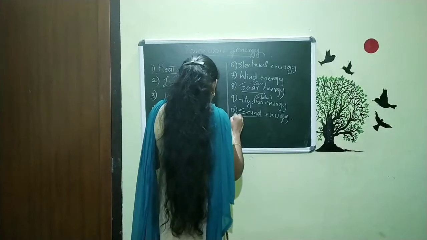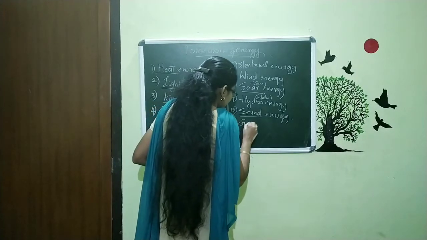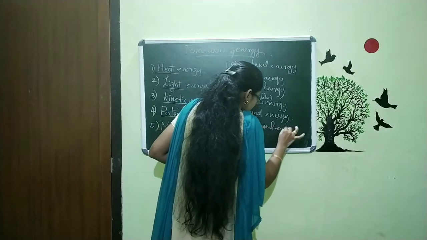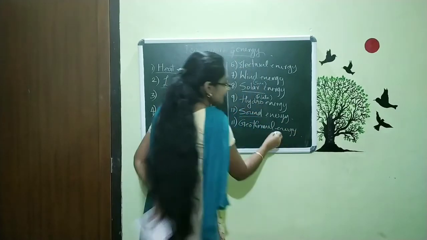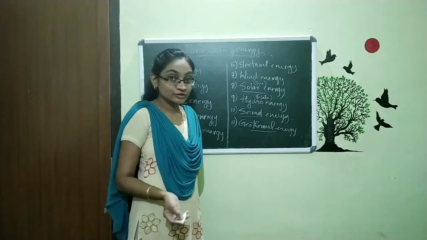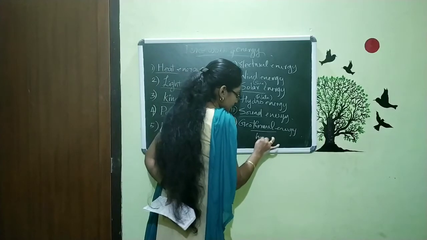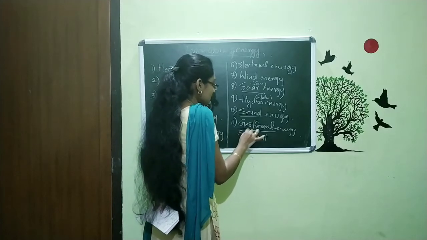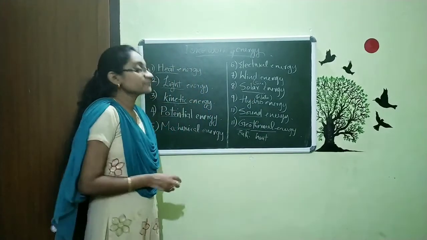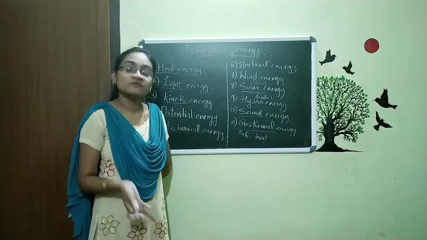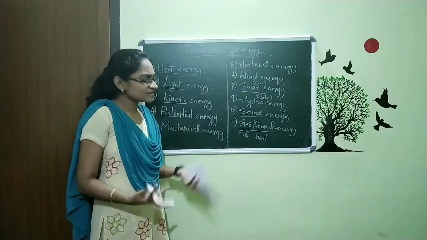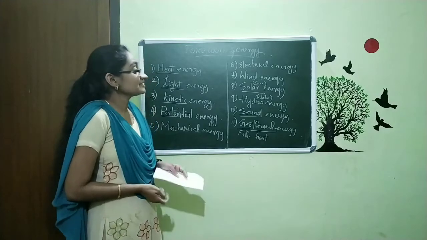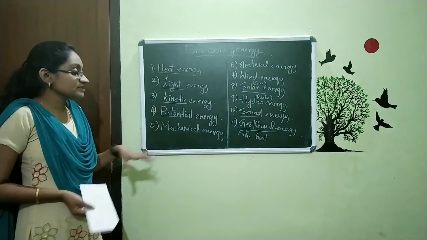And the 11th one is geothermal energy. Thermal means something related to heat, and geo means our earth. So the energy that is gained by the heat on the surface of the earth, or by reason of the earth, is what? Geothermal energy. So these are the different types of energy you want to study.